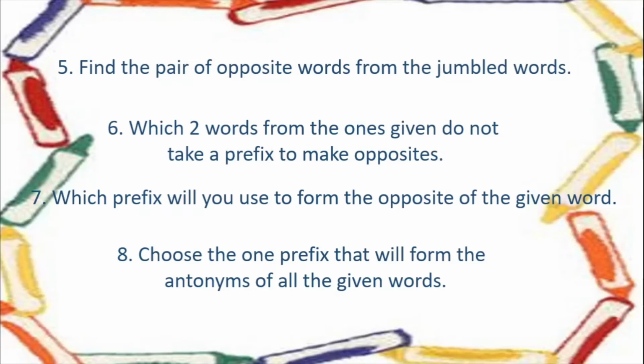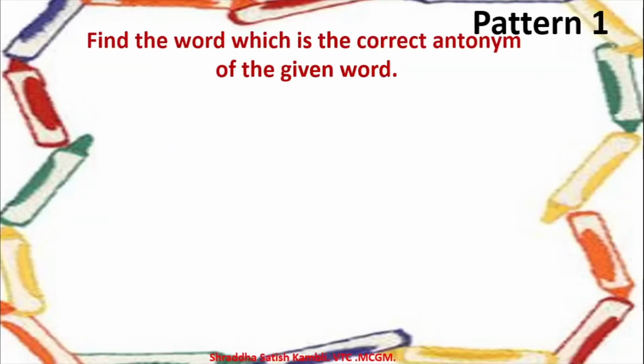Now, when I explain the questions like this to you, it might sound a little difficult. When we see the examples, the idea will become very, very simple. So, are you ready? We are going to go through a quick journey of questions and answers now. Let us start with pattern 1. Find the word which is the correct antonym of the given word.